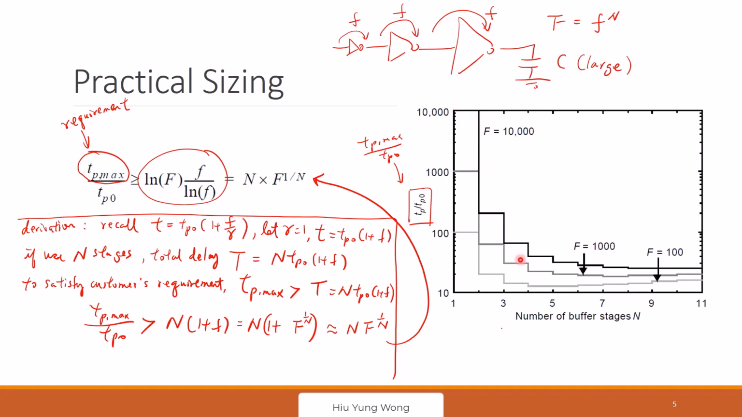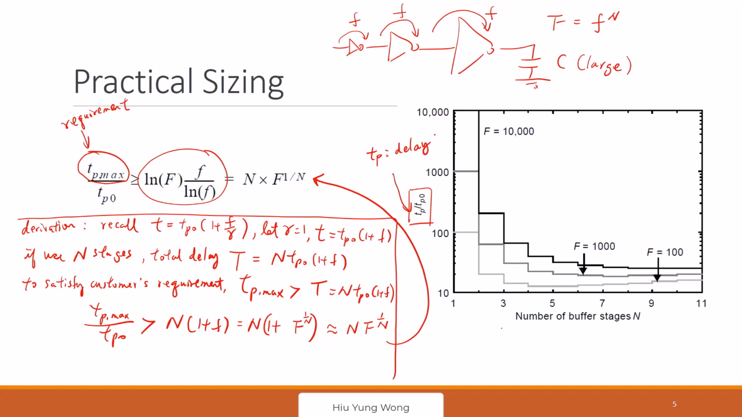If you try to reduce the number of stages, or increase the number of stages, then the delay will reduce. And actually, I said something wrong. This is not TP max. TP max is the requirement. I'm sorry, I'm wrong, right? This TP here is the delay, the real delay.